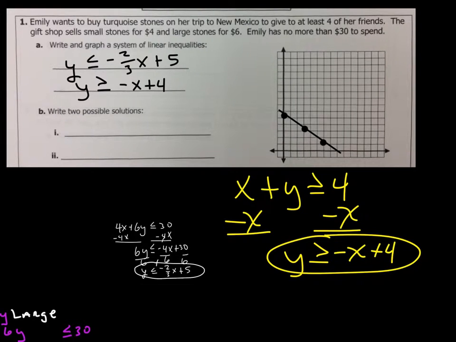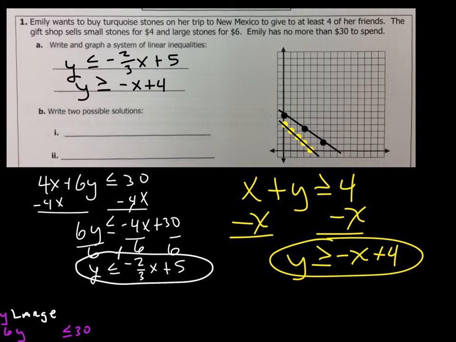Okay, now we're going to graph the other one. On this one, you have a y-intercept of 4, so you go up to 4 and put a dot. And then you have a slope of negative 1. Notice that this one just keeps decreasing by 1 each time. I'm going to go ahead and connect those.